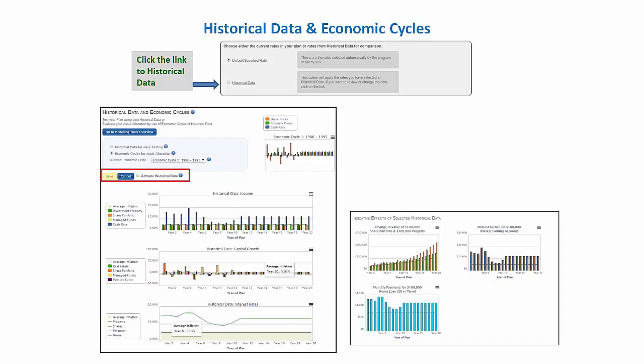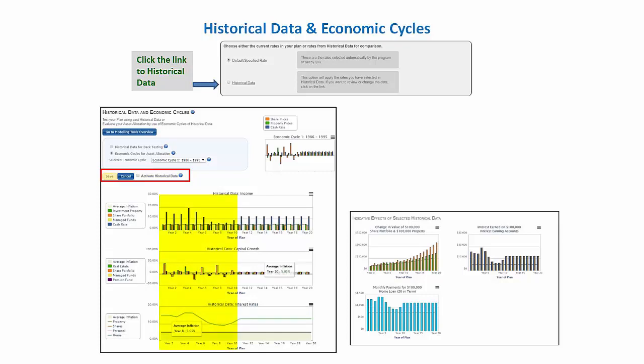To change from using the standard entries of default specific rate, click the historical data. Here you have the option to select one of the 4 10-year economic cycles. In this case, Economic Cycle 1 has been selected. This is an approximation to the returns and loan costs for the period from 1986 to 1995. Note that you must tick the Activate Historical Data before the changes are applied to your plan.